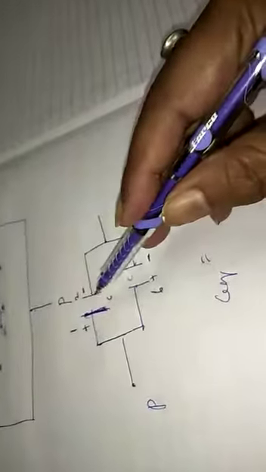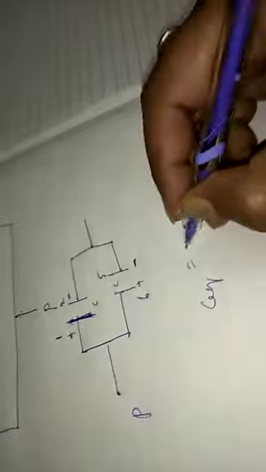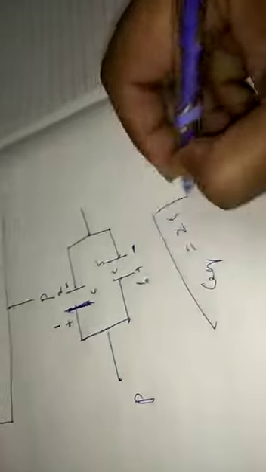So, two capacitors C and C are joined in parallel. When two capacitors C and C are in parallel, the equivalent capacitance has to be 2C. So, 2C will be your result.